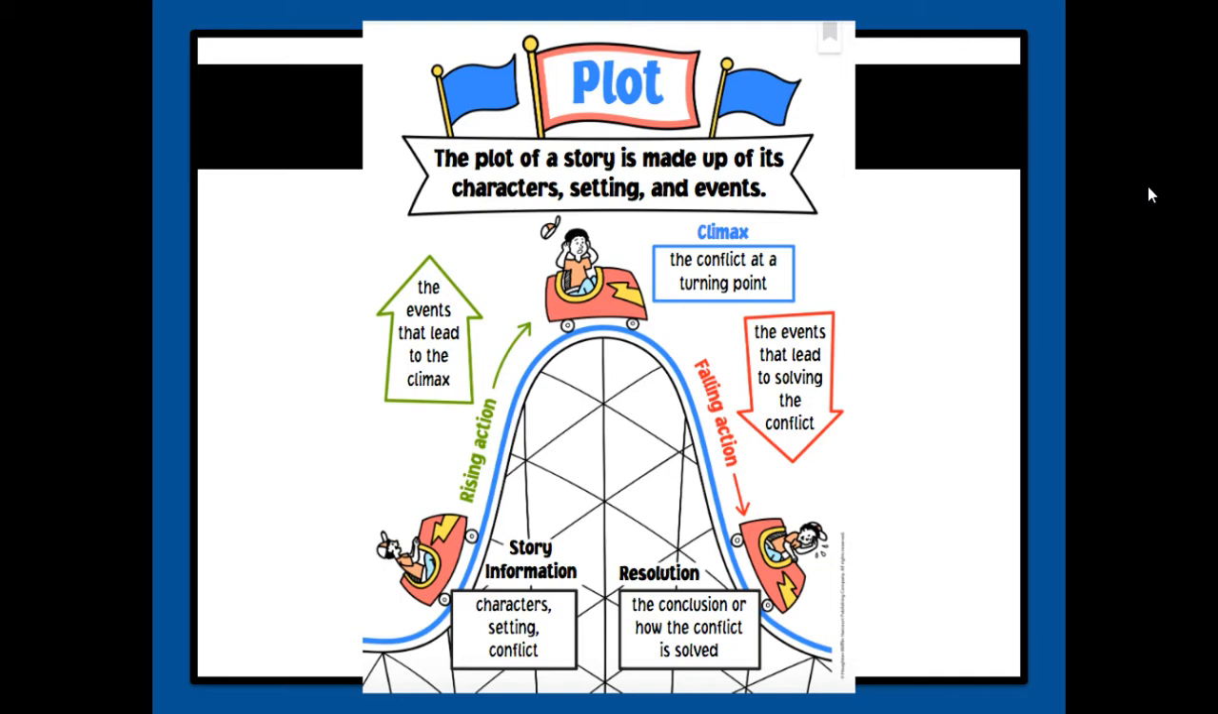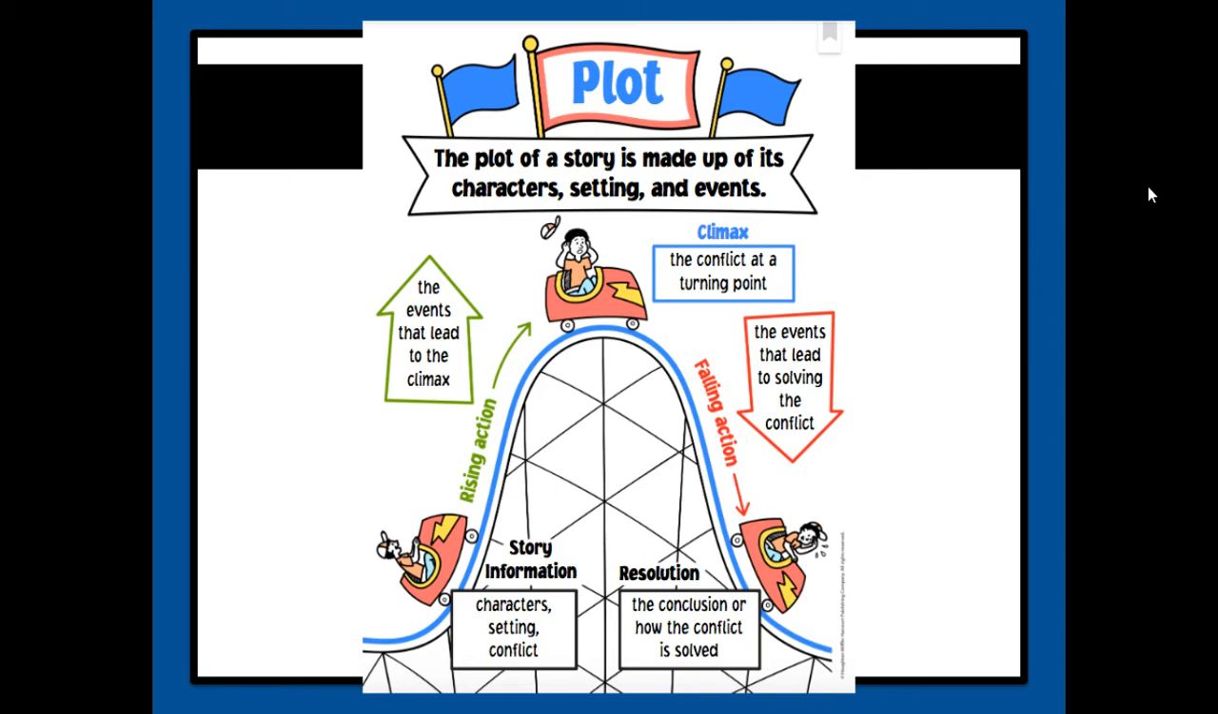You figure out who the characters are, what the setting of the story is, and what's the main problem in the story. Okay. The rising action are the events that lead to the climax. Those are the parts, okay, we know what the problem is, and these are some things that happen after that before the big moment. The climax is the conflict at a turning point, the problem at its biggest moment in the story. This is when the action starts being solved, kind of.